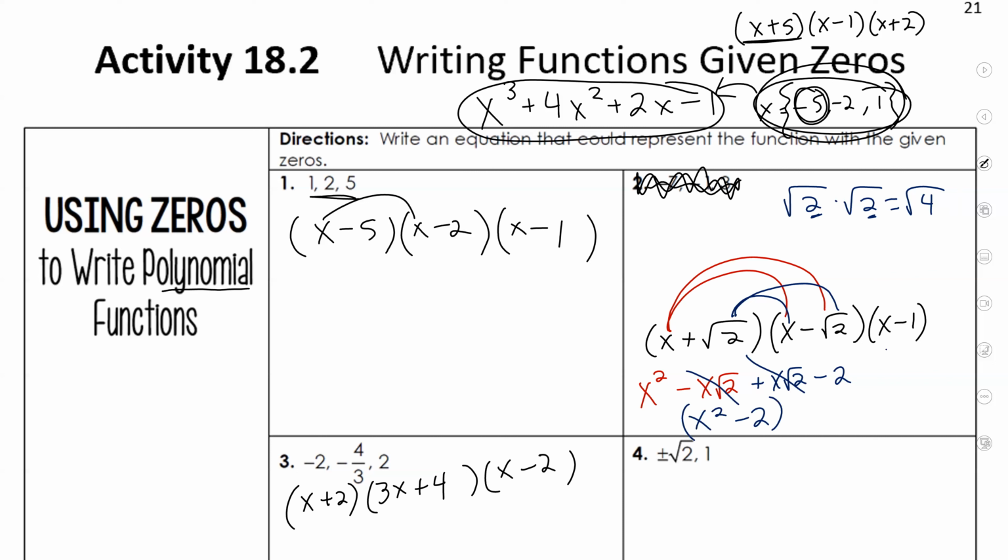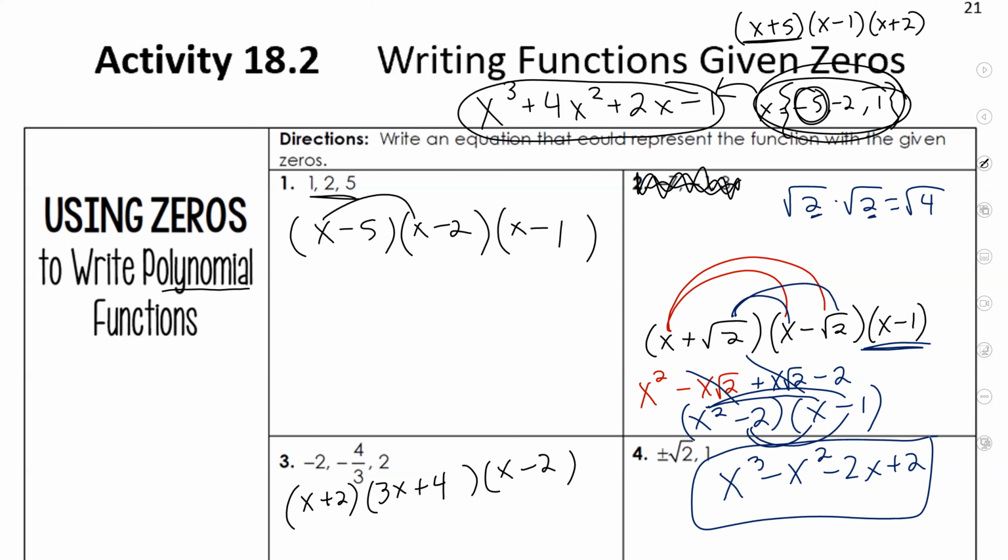And I'll multiply it by the third factor, x minus 1. Okay, x squared times x is x cubed. X squared times -1 is negative x squared. -2 times x, negative 2x. -2 times -1, positive 2. Okay, so that's how we go backwards. We go from the zeros to the polynomials.